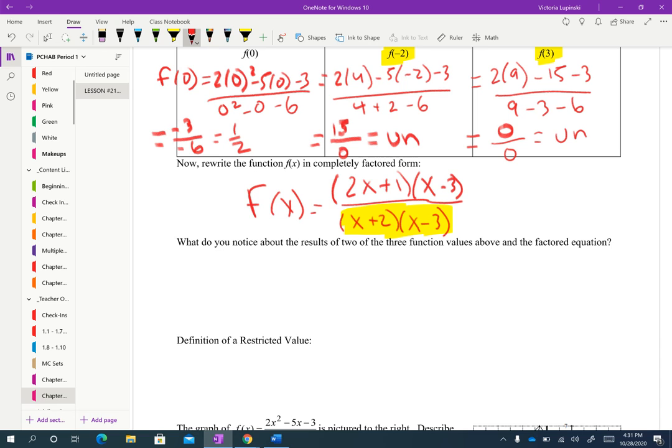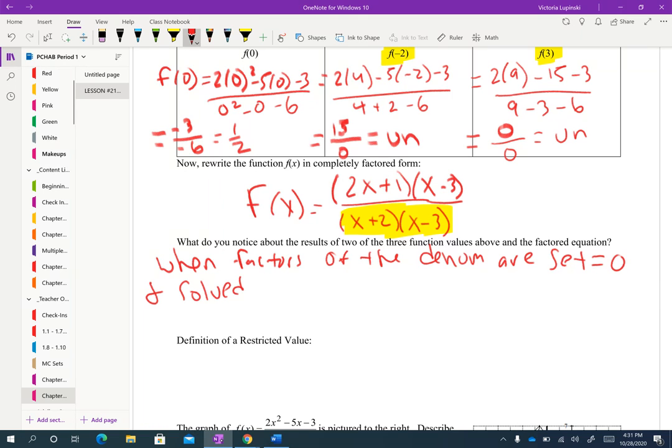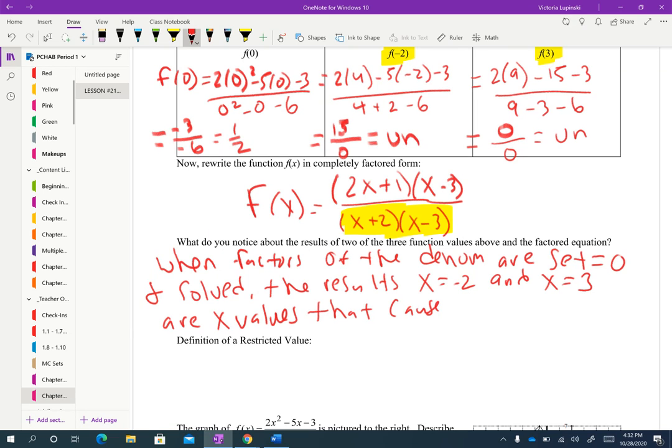So if we want to summarize that: when factors of the denominator are set equal to 0 and solved, the results, x equals negative 2 and x equals 3, are x values that cause f of x to be undefined. And again, that's a wordy way of saying it.